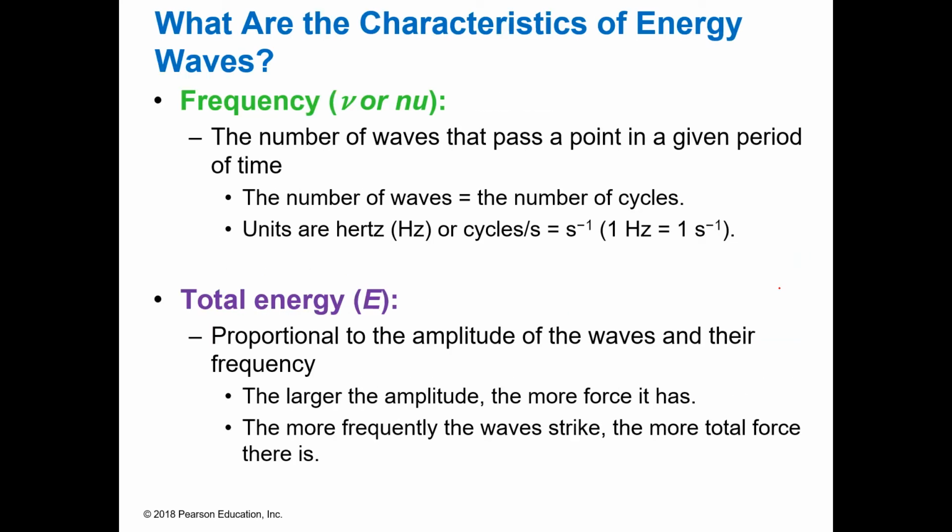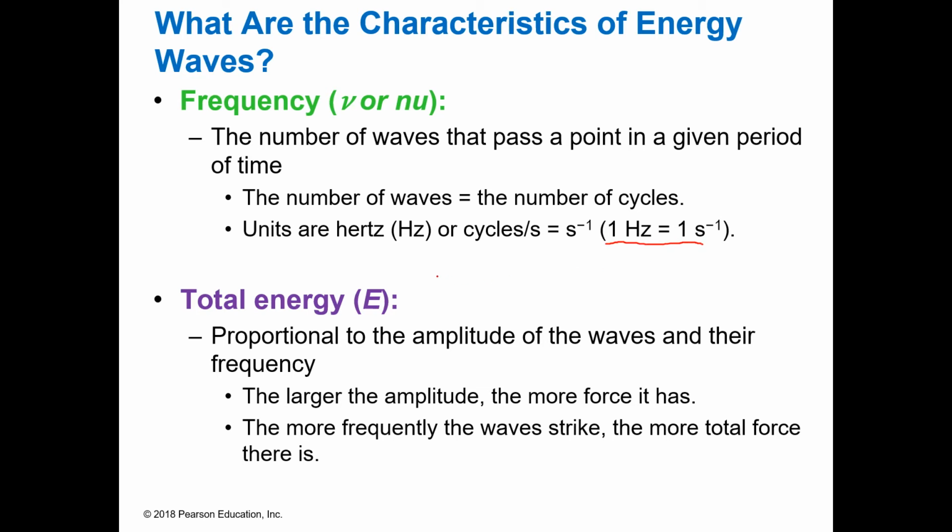Okay, so we used the word frequency. Wavelength and frequency both together determine the color, but what is frequency? Frequency is the number of waves that pass a point in a given period of time. So it's the number of waves per cycle. Our frequency is measured in what we call hertz, or per second, cycles per second. So these are the units for that.